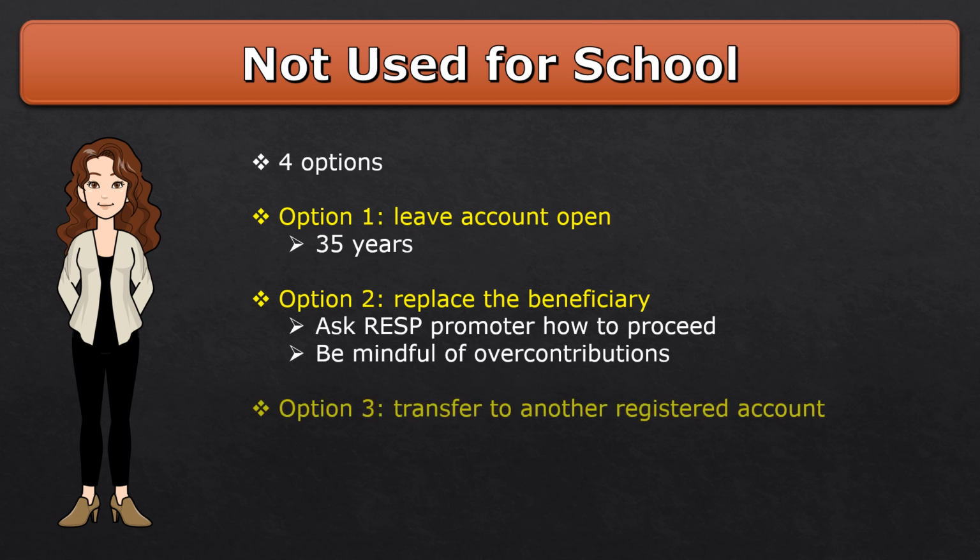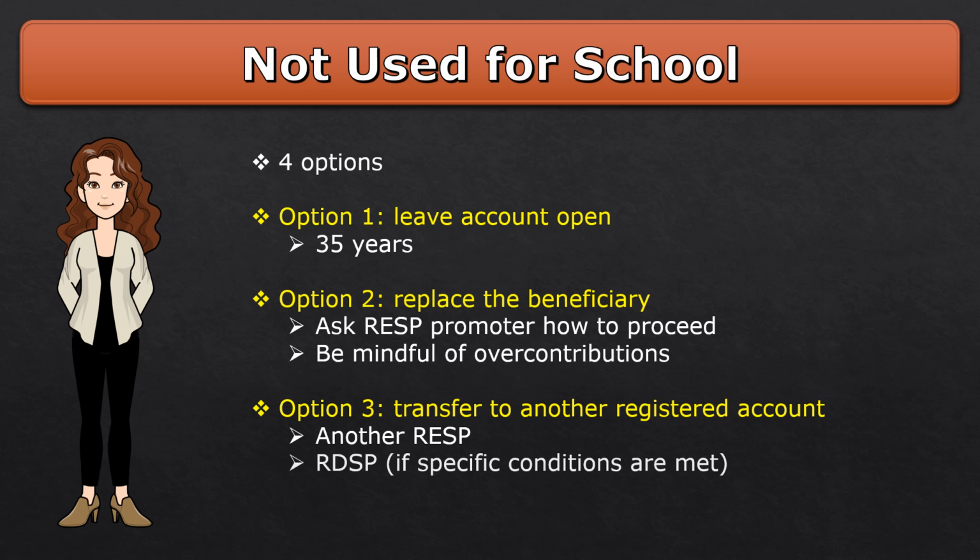3. Transfer the money to another registered account. This could be to another RESP, but, once again, you need to be mindful of overcontributions. The money can also be transferred to an RDSP if specific conditions are met. Finally, up to $50,000 can also be transferred to the subscriber's RRSP in the form of an EAP, as long as they have enough contribution room.